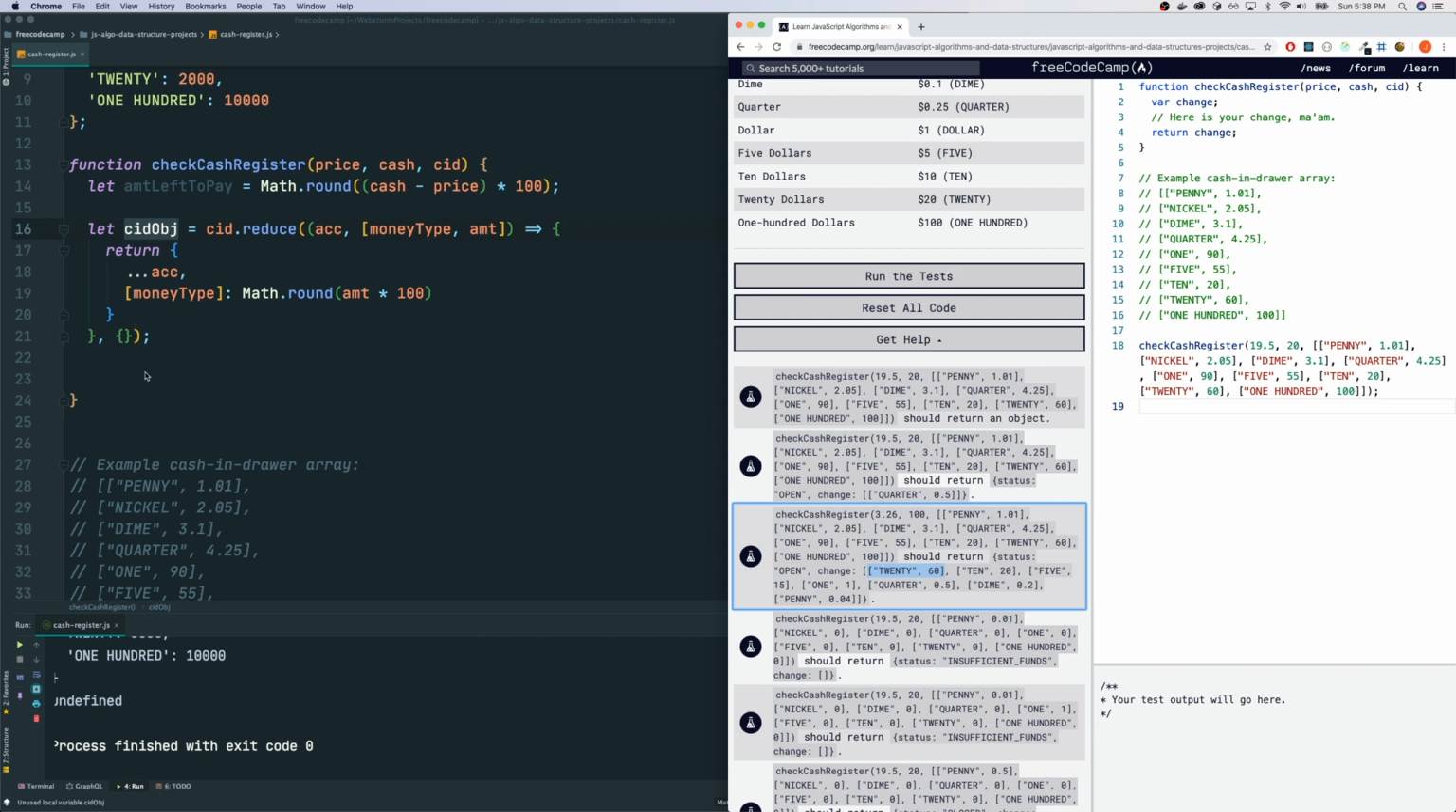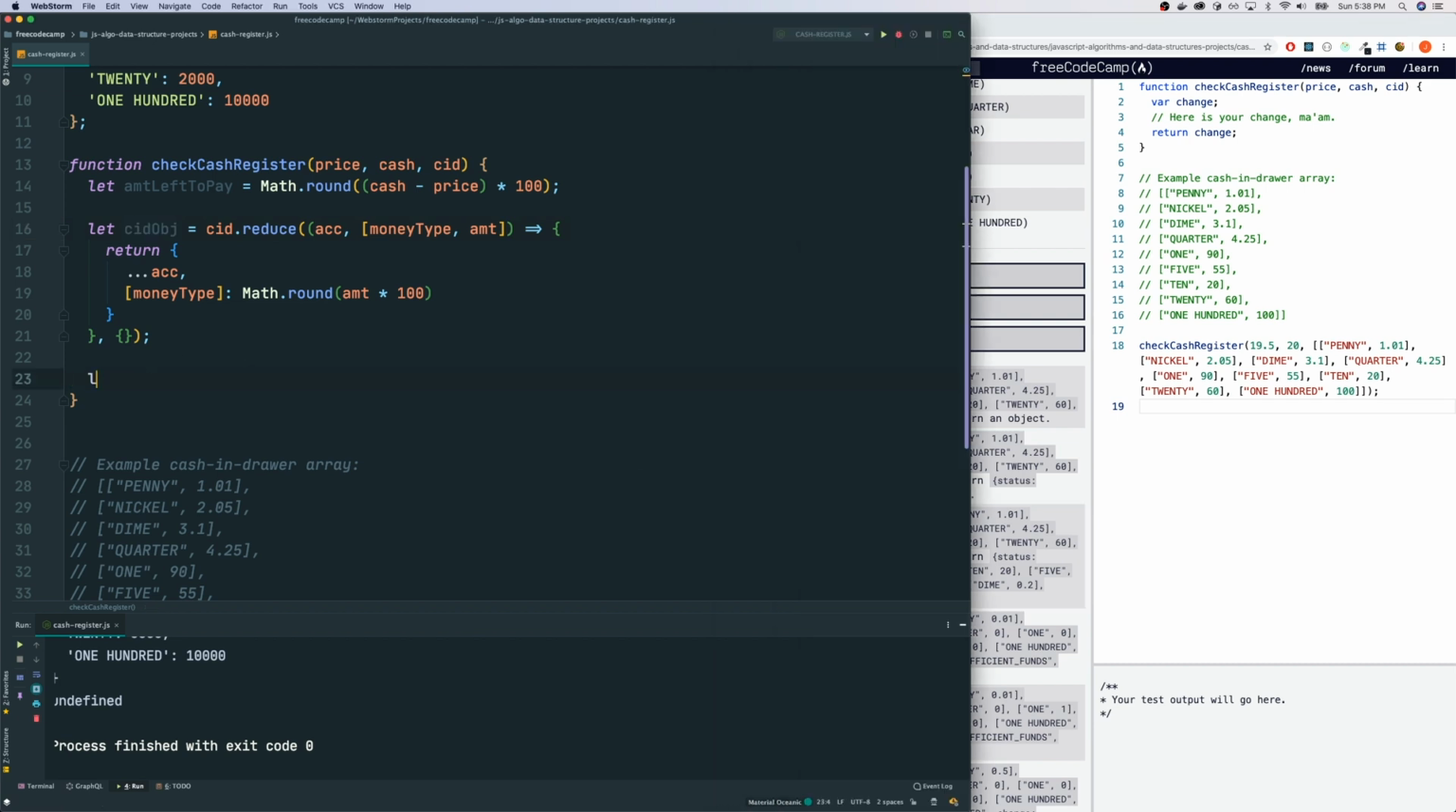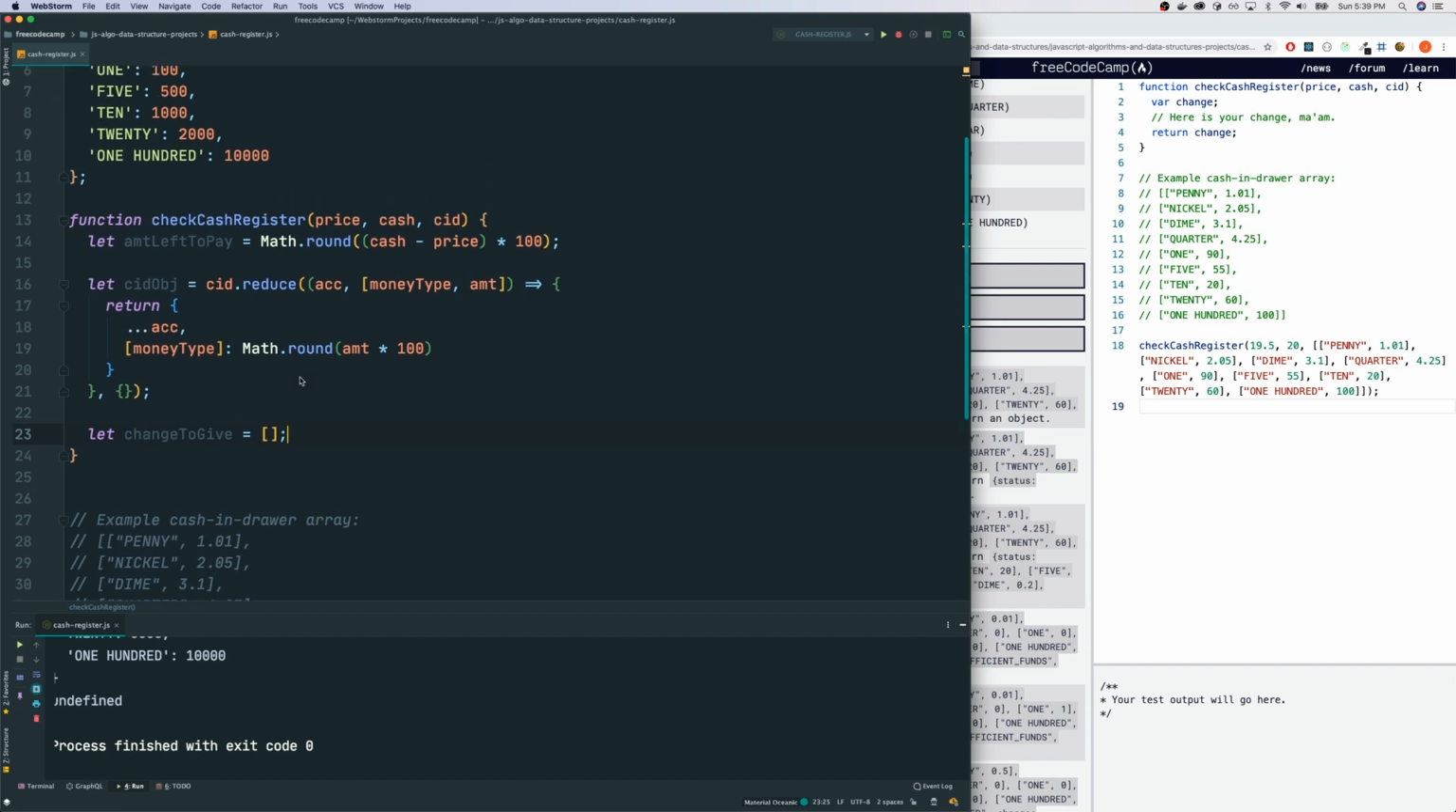So why don't we initialize that right now? We're going to say let change to give. How about that? And we will initialize this as an empty array, but we will fill it up as we keep on adding money amounts to it. Hopefully that makes sense. Now, let's begin with our $100 bill.